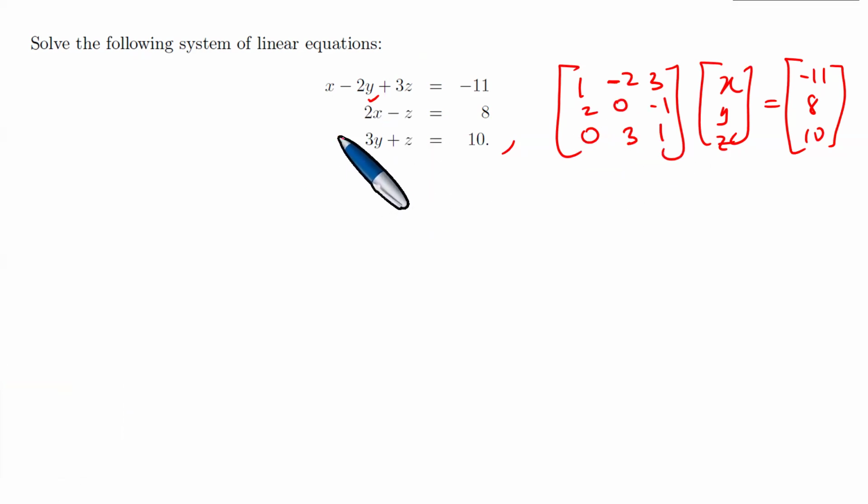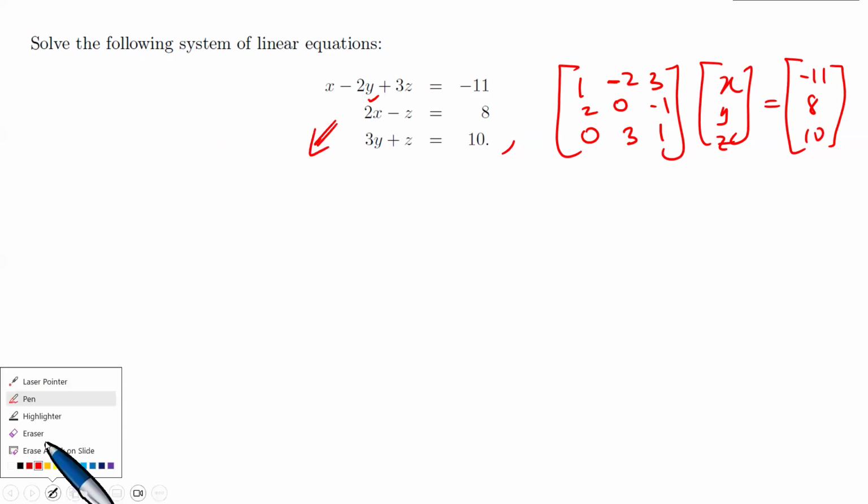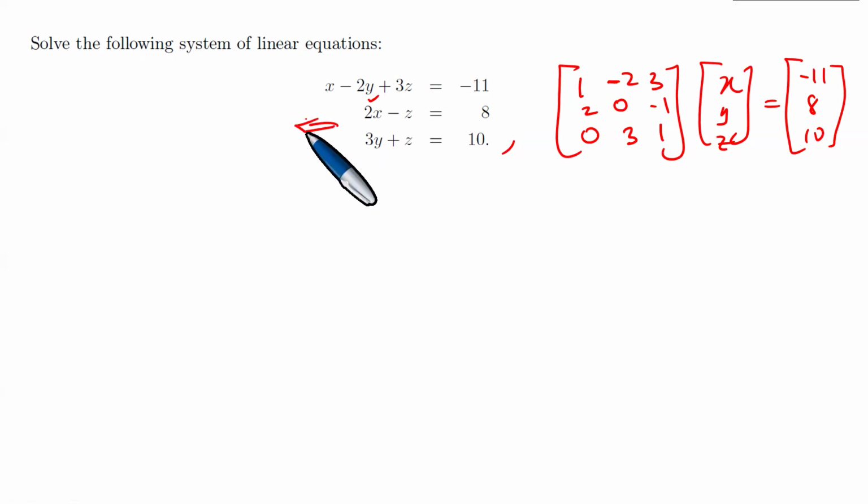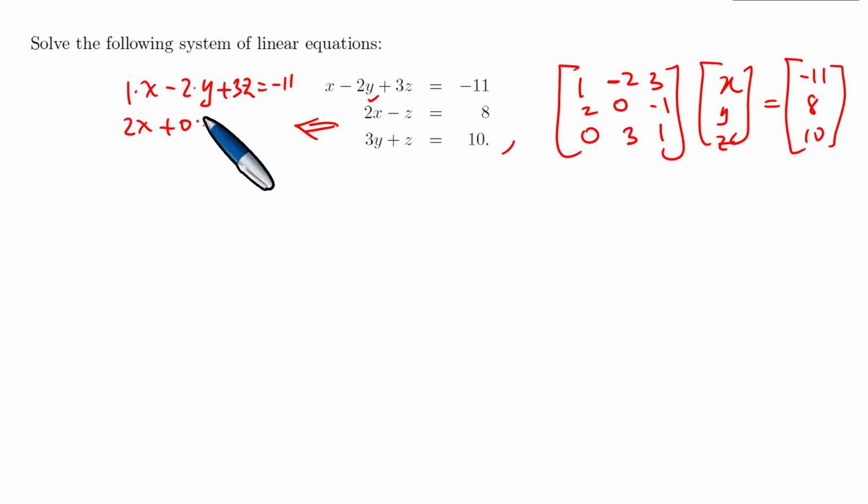So obviously at this point, this can be written as follows. Let's look at the x term. So it's 1x minus 2y plus 3z equals minus 1. Now we have 2x plus 0y minus z equals 8. And then we have 0x, 3y plus z equals 10, like this.